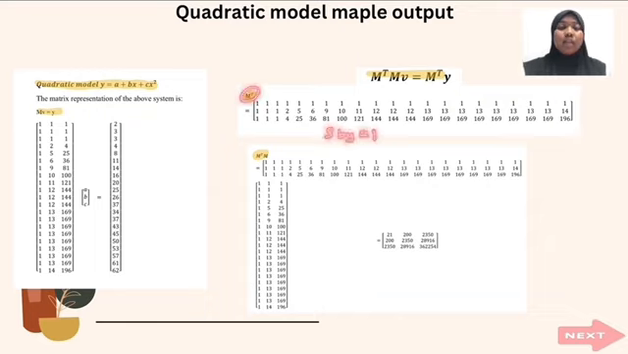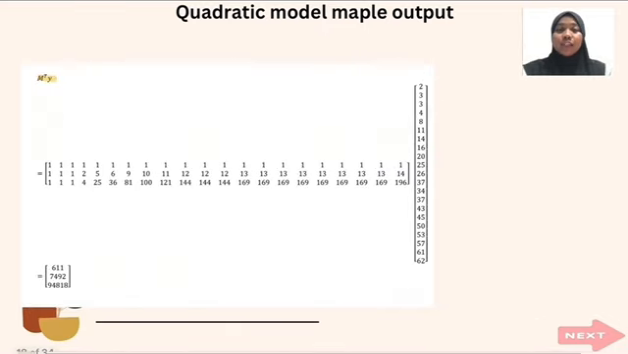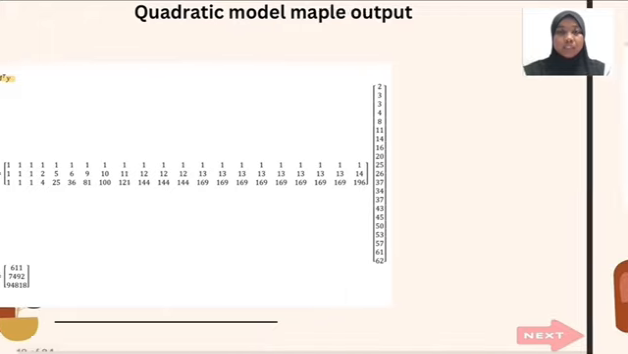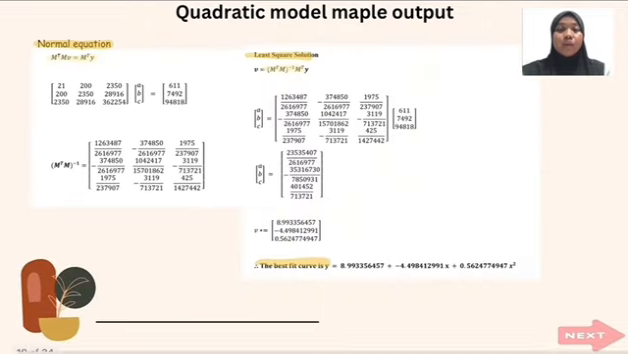Next, we find M transpose M by multiplying M transpose with matrix M, and we will get a 3 by 3 matrix. After that, we will find M transpose Y by multiplying M transpose with matrix Y, and we will get a 3 by 1 matrix. Next, to get the value of phi, to find the best quadratic curve, we need to find the inverse of M transpose M by using elementary row operations because it is a 3 by 3 matrix.